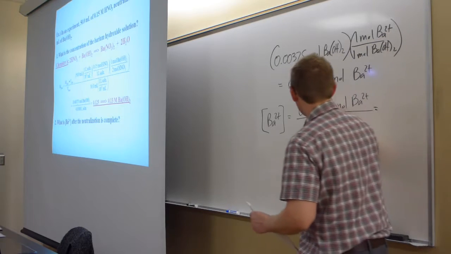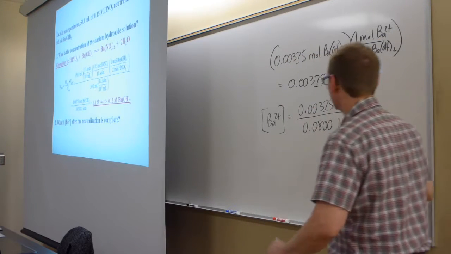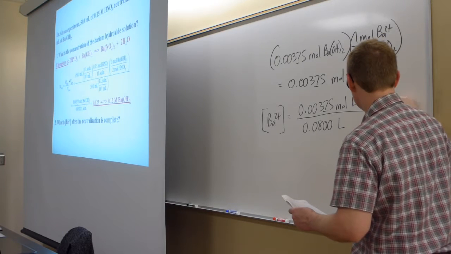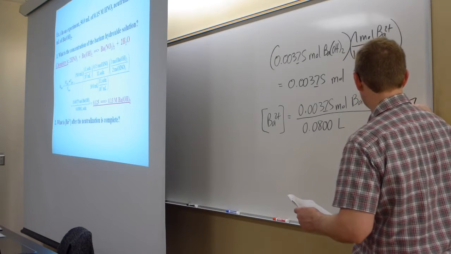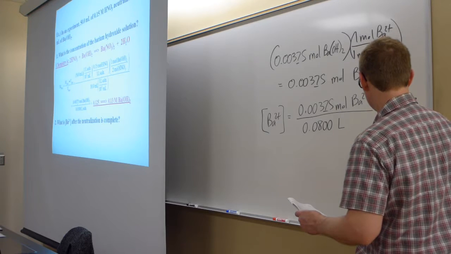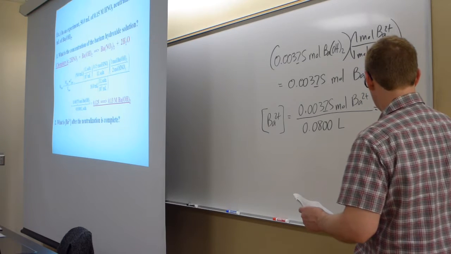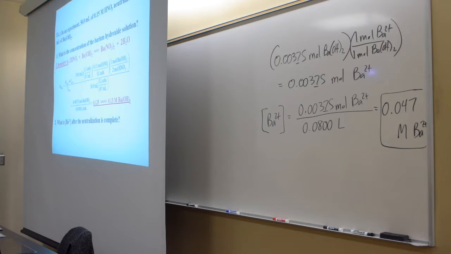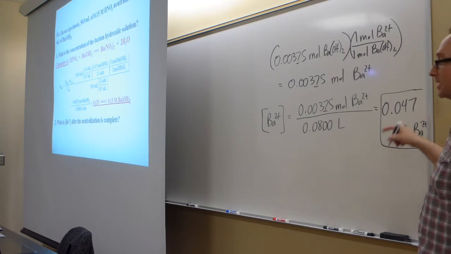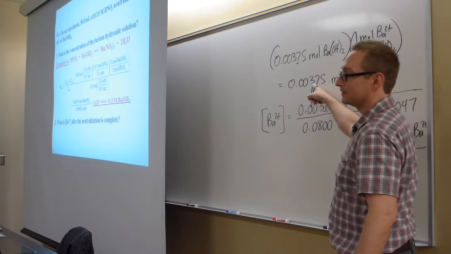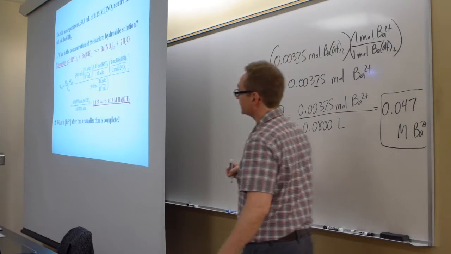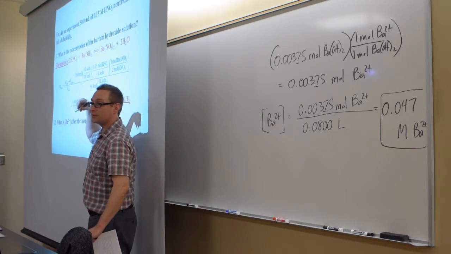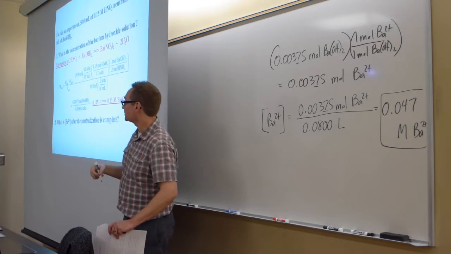So, putting it in your calculator, you should get 0.047 molar barium ion. Why is it just 2 sig figs here? Because this was only 2 sig figs. And why is that only 2 sig figs? Because it came all the way from the molarity of the nitric acid, which was only 0.15 molar. Right, so that carried all the way through.